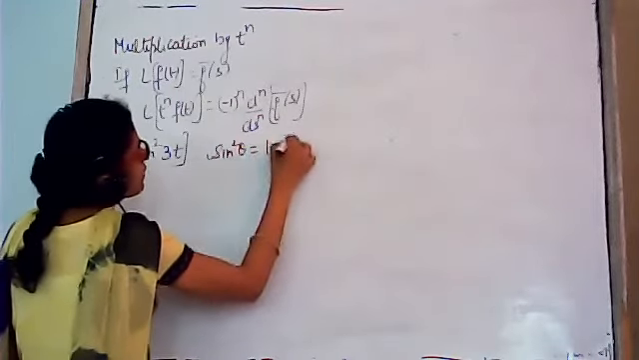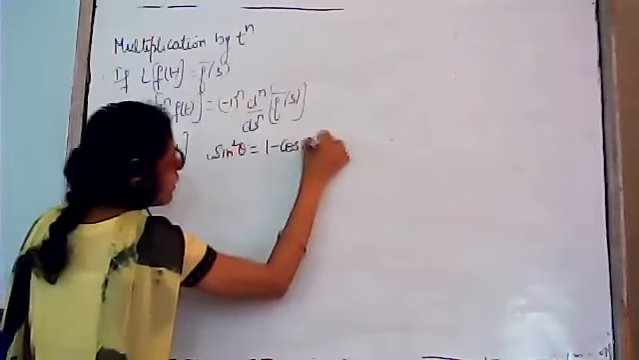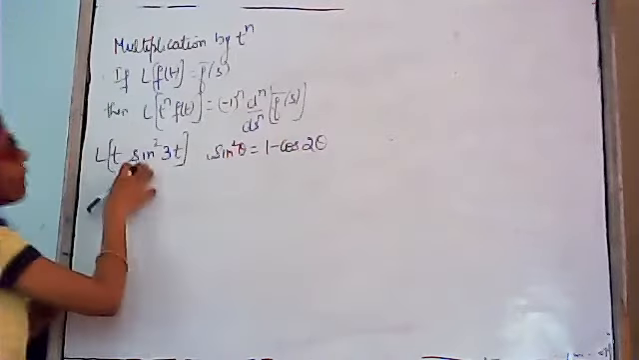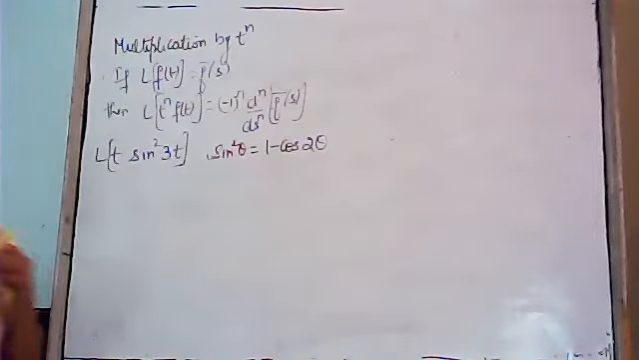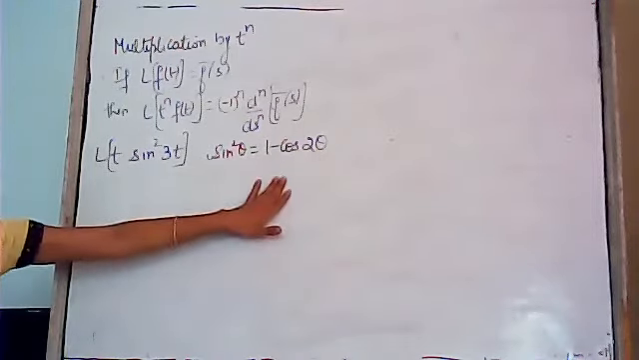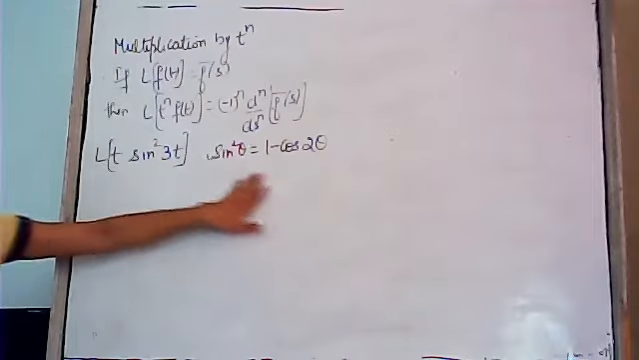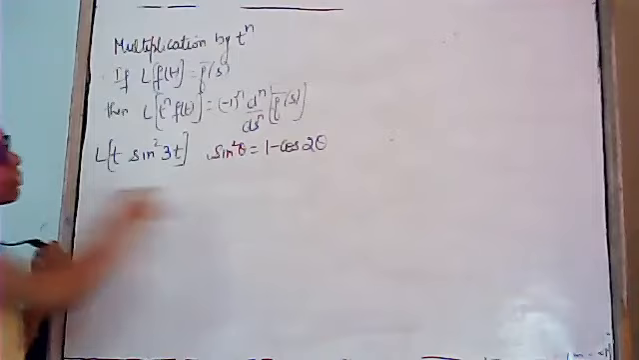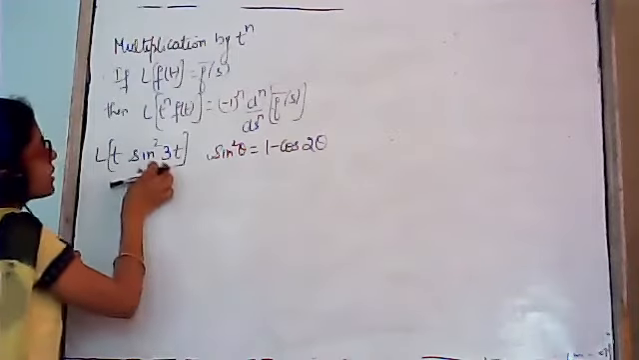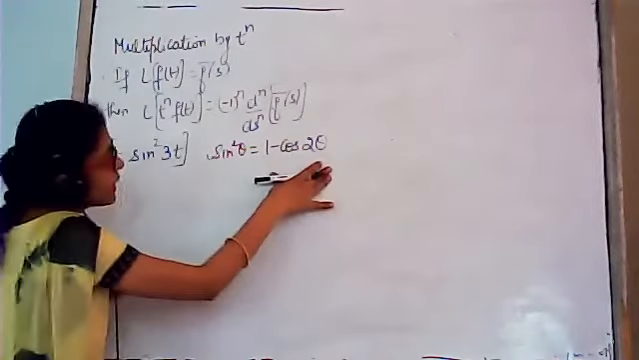Sin square theta is 1 minus cos 2 theta. I told you yesterday, first of all, we have to change the powers into linear terms. After that, we can apply Laplace transformation because we don't have any Laplace result in powers, square, cube. इस तरह में कोई result नहीं है. So first of all, change this trigonometric term into linear term.